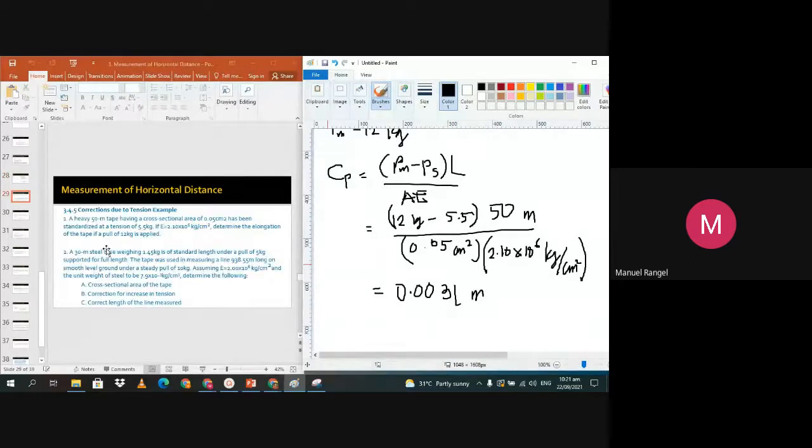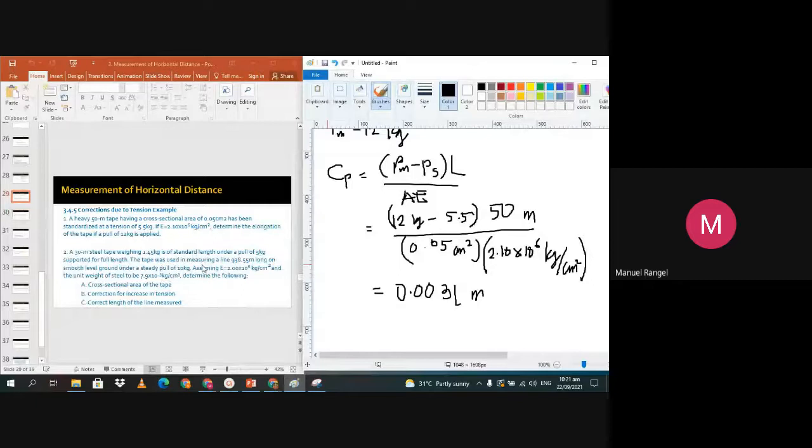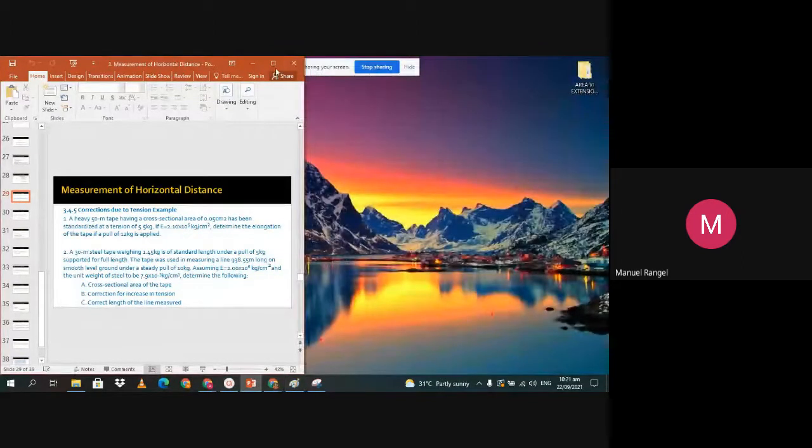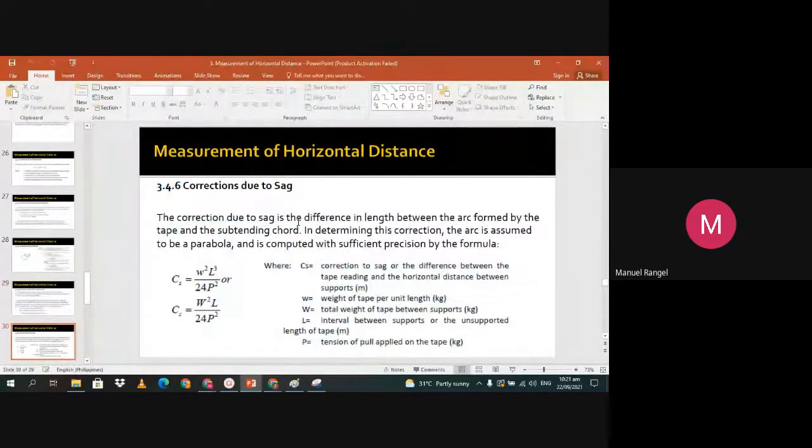Okay. For problem number 2, that would be part of your assignment, correction due to tension. Okay, so wala pa any questions so far? Any questions? So, kung wala, at sa correction due to sag.